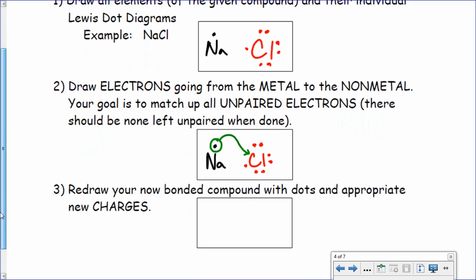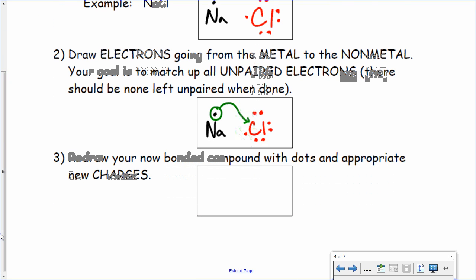Now the last part is we have to show the ions as they're locked into place. When sodium lost its electron, it became more positive. So sodium now no longer has any electrons around it, so we put brackets around it to show that it's going to be an ion.